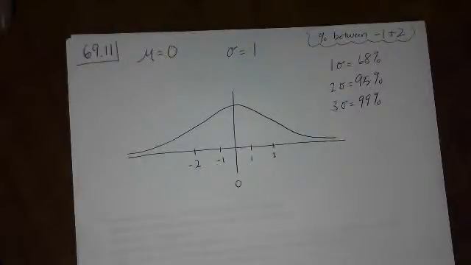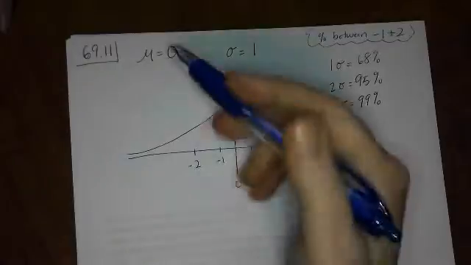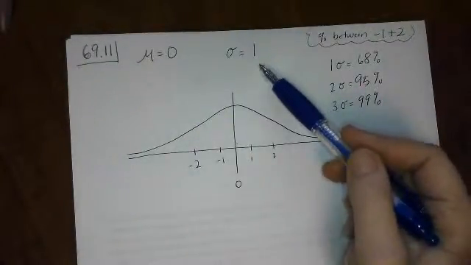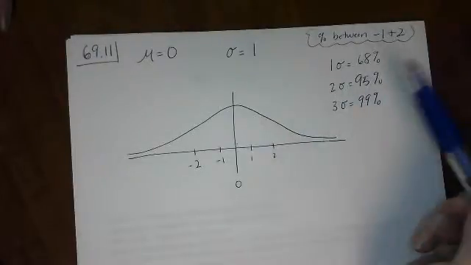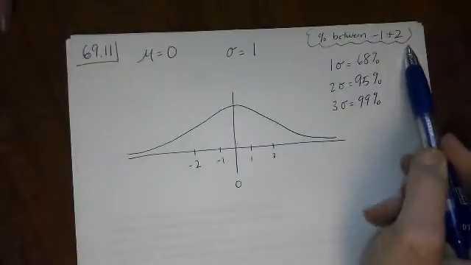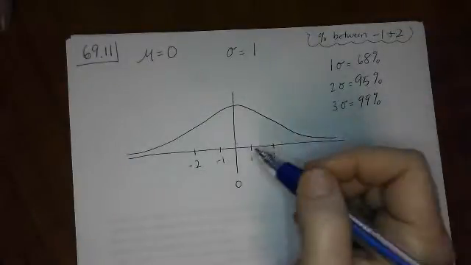Lesson 69, number 11. This one says if the data are normally distributed with a mean of 0 and a standard deviation of 1, approximately what percent of the data is in between -1 and 2? And then it has a hint. It says this is the same as the percentage between -1 and 0.